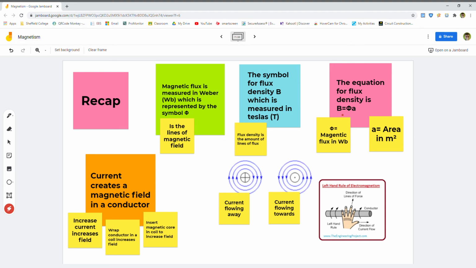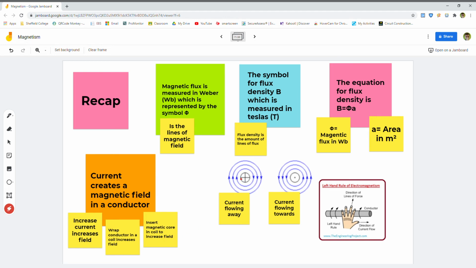B is our magnetic flux density that we're trying to calculate. Phi is the magnetic flux in Webers. A is area in meters squared. And as current creates a magnetic field in and around a conductor, as we increase the current, we increase the field, and that can be done by decreasing resistance or increasing voltage. Wrap the conductor in a coil, or insert a magnetic core into the coil to increase it.